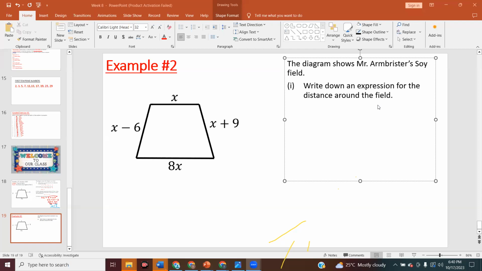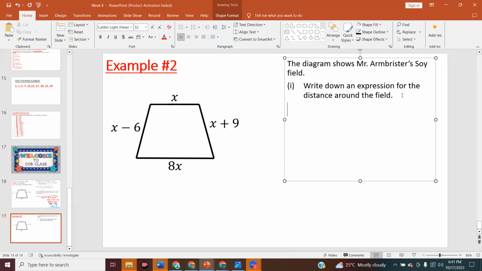Let me erase. So what we want is an expression for the distance around the field. Since we want an expression for the distance around the field, you have to say, okay, this is x. So we put x down, and then we have x plus 9.